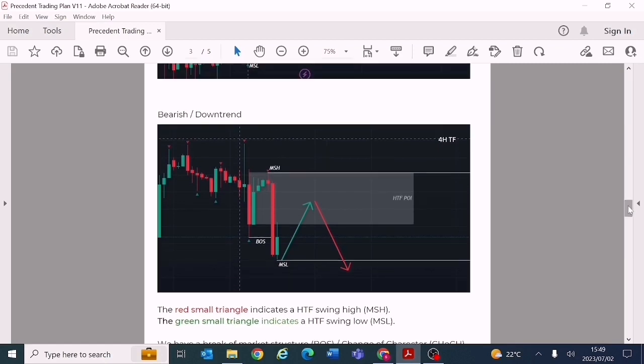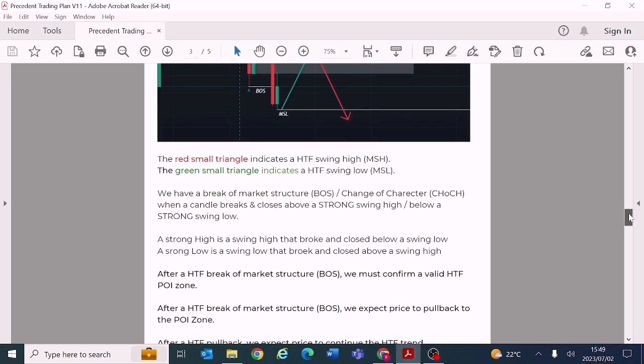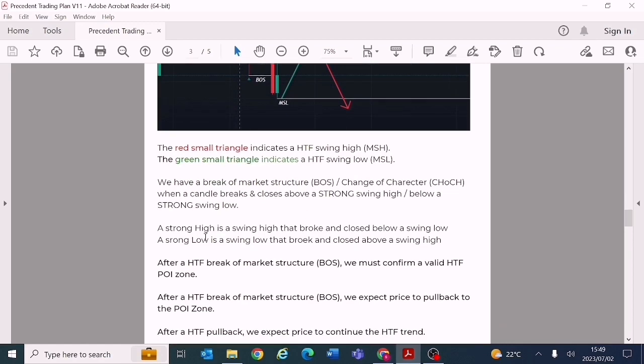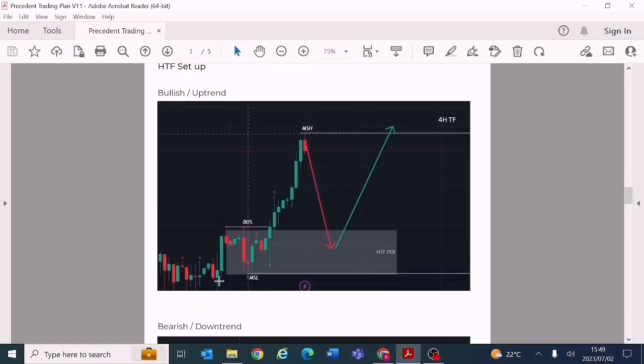So let's say price, for argument's sake. Okay, let me read down here so I can explain a swing low. A swing low is a low that broke and closed above a swing high. Sorry, my spelling here, guys. Okay, I can't fix it. So here we obviously had a swing high here. We had a swing low. So this is a low. This low pushed price up, creating a break of structure.